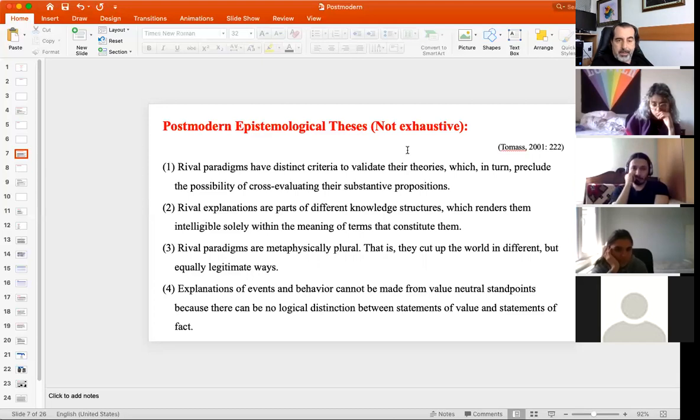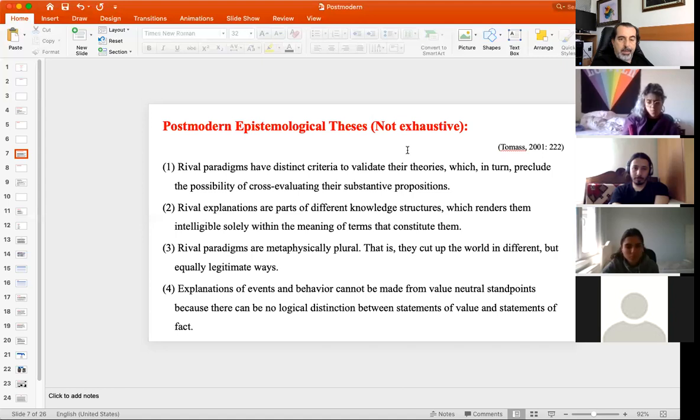So if this is the case, the possibility of cross-evaluating substantive propositions is not easy to do, it may even be impossible. The second thesis is that rival explanations are parts of different knowledge structures, which renders them intelligible solely within the meaning of terms that constitute them. This is the main hermeneutical point, as we can remember, right? So different knowledge structures are based upon different senses of meaning, different reference frameworks, premises. So they are also incommensurable. You cannot compare one to another. So that's the basic problem.